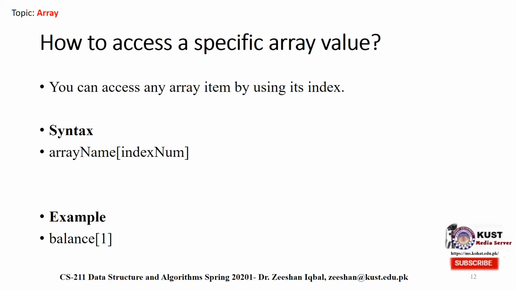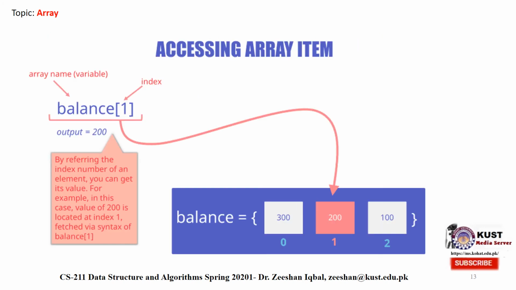You can access any array item by using its index. For example, we write the array name and in square brackets we mention the index number. We can see that we write the array name balance and in square brackets we have written 1. This will refer to the second element of array balance. Diagrammatically, we can see that we have accessed the second value of the array using its index, which is 1. The output of this will be 200, which is the second value of the balance array.